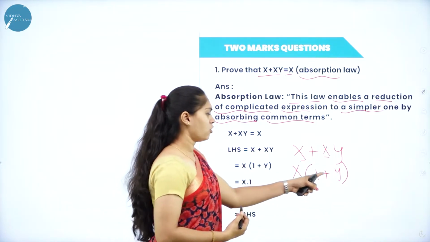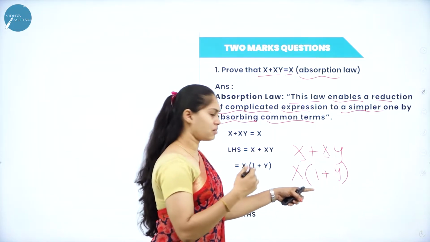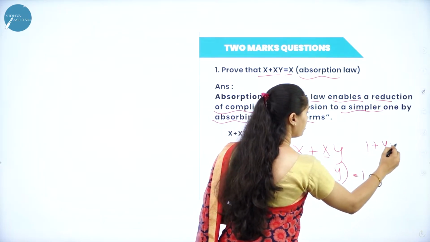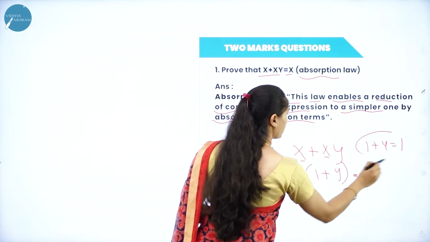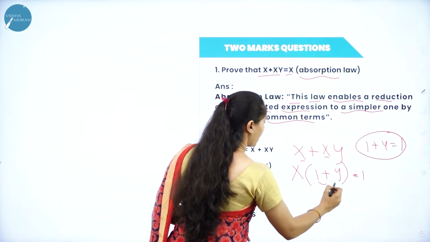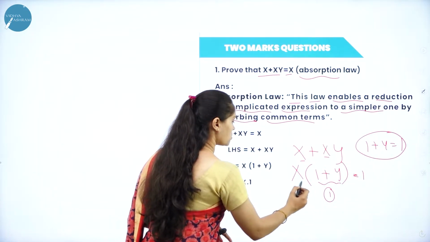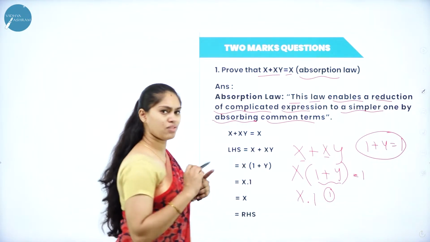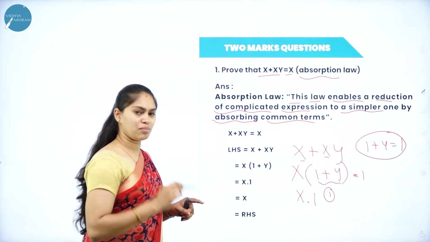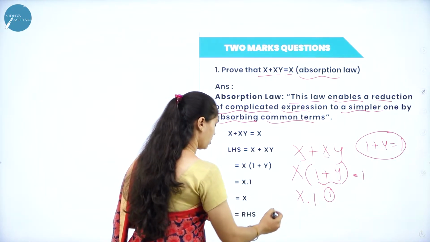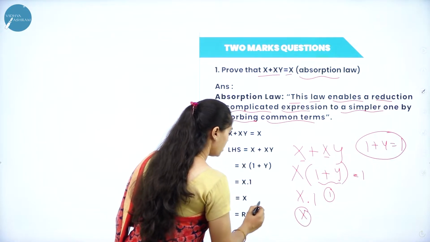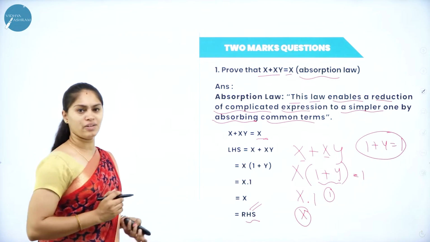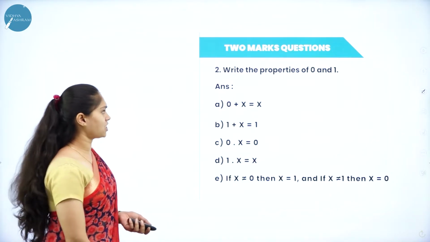We have already learned 1 plus y. If I add any number with 1, that is going to give me 1. So 1 plus any number will give you 1. Instead of writing 1 plus y, I just write 1. Let me write that as the product x dot 1. If I multiply any number with 1, I get that number only. So x into 1 will be x here. So we have got the RHS. That is what the absorption law states. We'll see the next question.